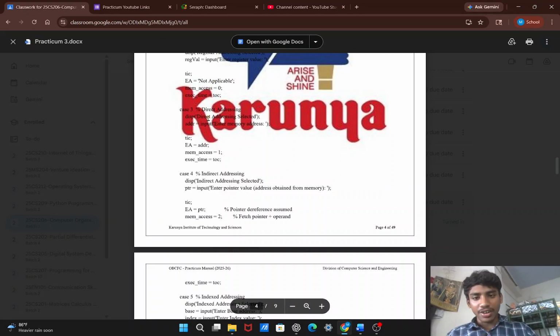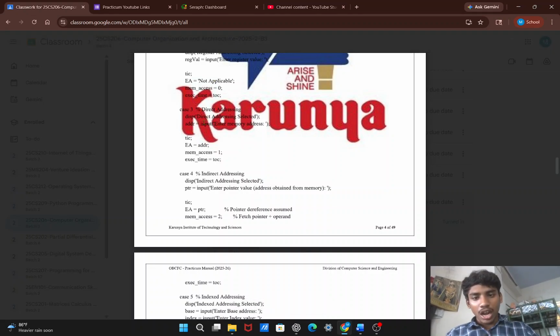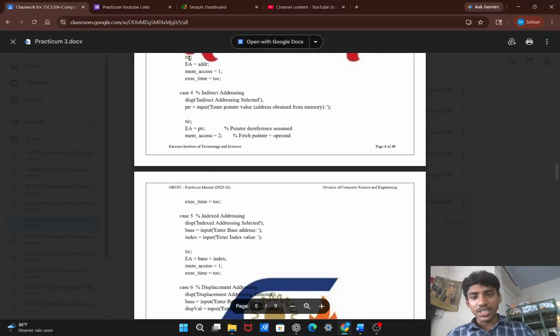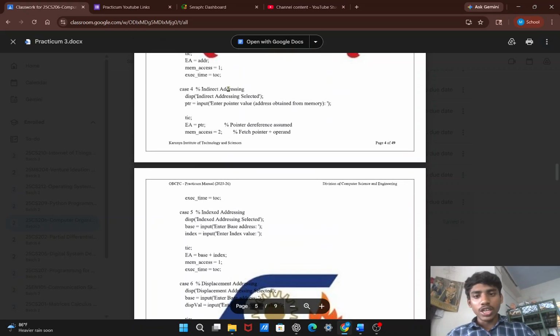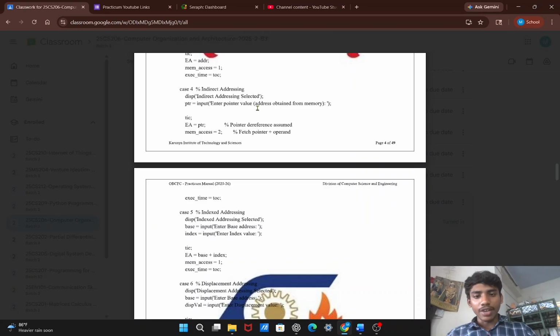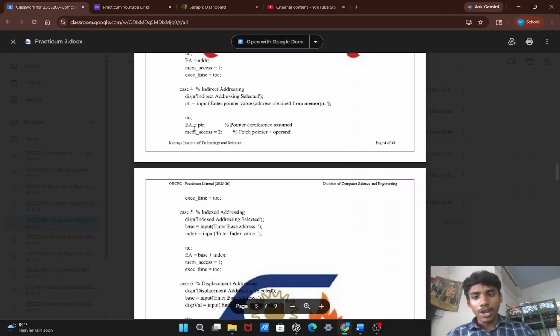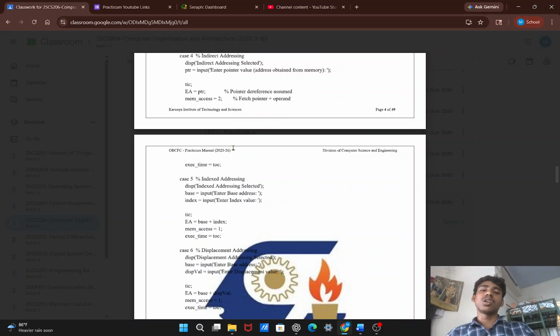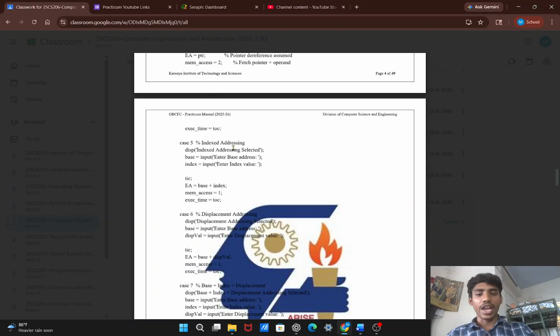Here is the direct addressing mode, in which the memory address is taken, and the effective address is equal to the memory address, the memory access is equal to 1, and the execution time is equal to tock. So we are starting the time with tick and completing time with tock. So here is the indirect addressing, the pointer value, address obtained from the memory. So where it is stored, we are getting that pointer value, and then effective address is calculated with that, and the memory access is equal to 2, as it requires 2 memory accesses. Then the execution time is completed.